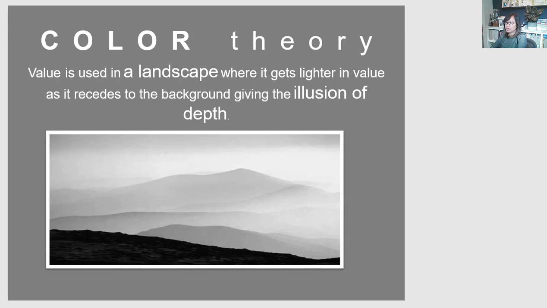So value is used in the landscape where it gets lighter in value as it recedes to the background, giving the illusion of depth. So when you're rendering a picture, it works opposite for interiors versus exteriors. On the exterior, when you see a landscape, things are darker if they're closer to you, and as the mountains go further in the background, it gets lighter. See, for example, this picture right here. So the next time you're driving, pay attention to the mountain landscape. The closer mountains will be darker, and as it goes further, it'll be lighter.